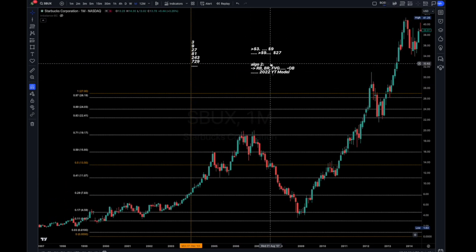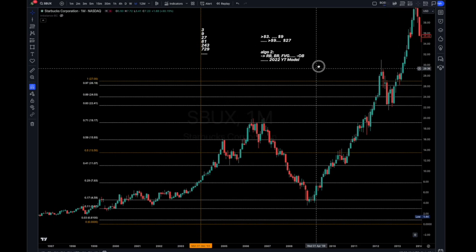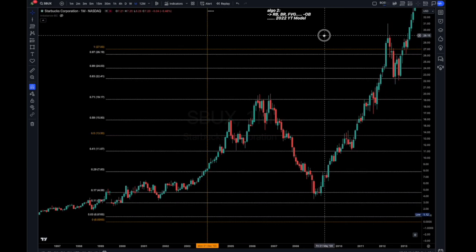Now, something you should know about Algo 2. I'm a little bit more flexible with Algo 2. I like it to go from the rejection block to any point, retrace to the fair value gap, and then terminate at the opposite order block. Okay. Now, let's have a look if we had an Algo 2.